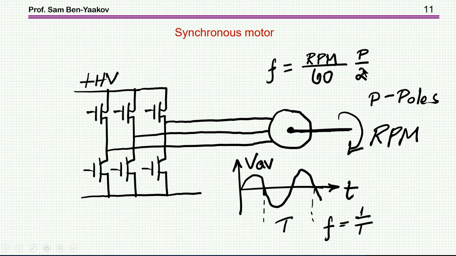And then times the number of poles divided by 2. Because the higher the number of poles, the higher the frequency you have to feed in order to complete, or you have more electrical cycles per one mechanical cycle. Okay, so this is the electrical frequency of this waveform here, and this is the RPM of the motor.